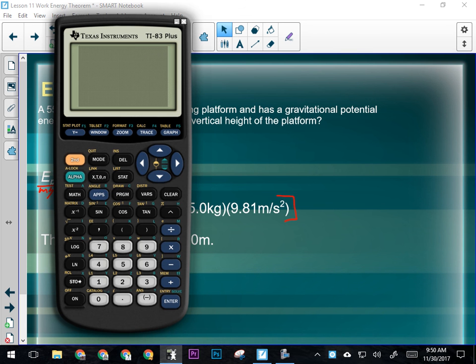Okay, so we'd have 5,400 divided by 55 times 9.81. So it's 10.8 meters. Everybody all right with that? Okay, so that's a pretty high diving platform, right?